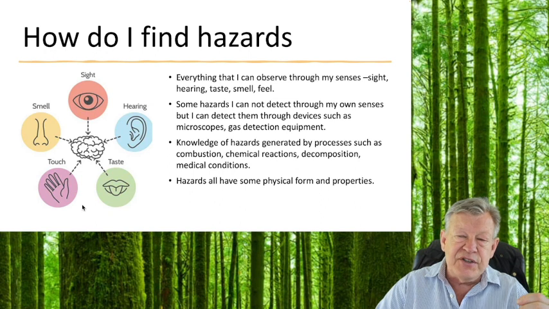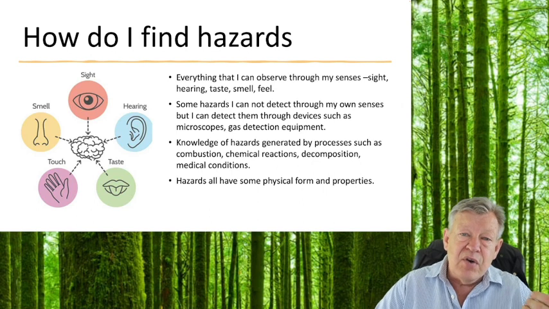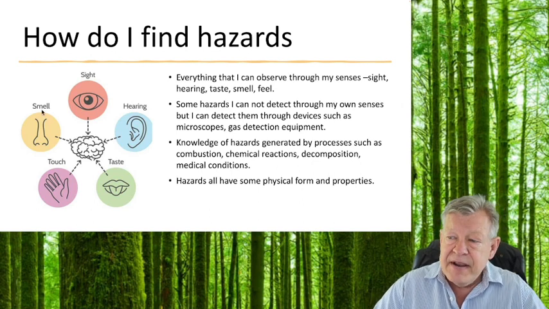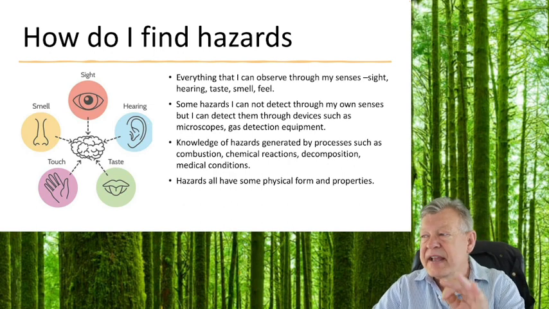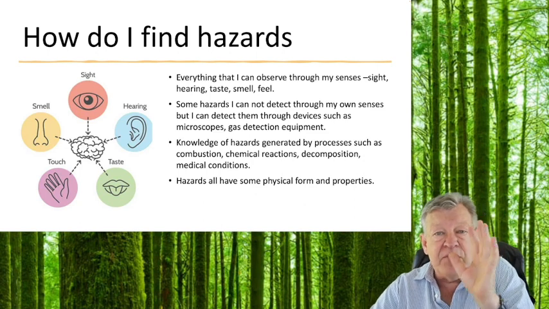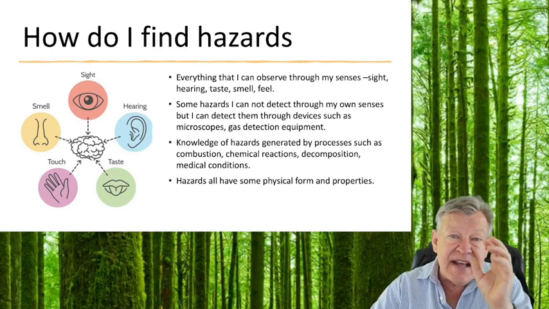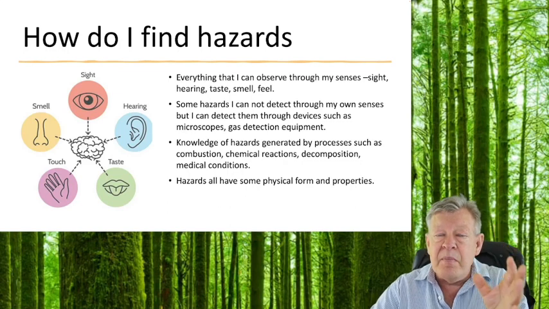Now, once again, touch, all of these senses. If you use them in the wrong place, in the wrong way, if you touch something that's too hot, it will burn you, or you can have electrical shock, or you can have a chemical burn. So you have to be careful, but you will have to use your 5 senses. A hazard is everything that I can observe through my senses. Everything. If I can observe it with my senses, it means that it's there. It's a physical thing, and it may cause harm to me.